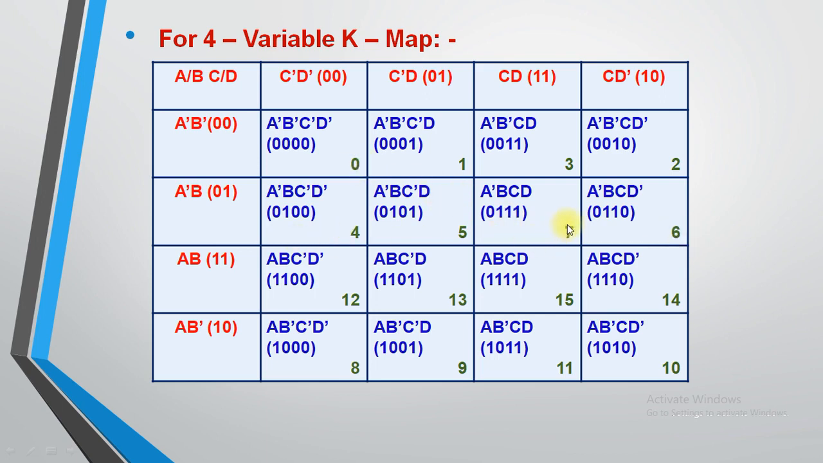What is our last number? That is 7 over here. So now it's time to write 8 over here, 9 over here, 10 over here, 11 over here, then 12, 13, 14, 15. Let us explain this numbering once again.